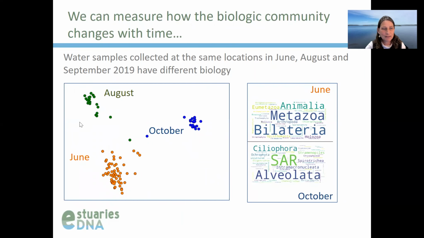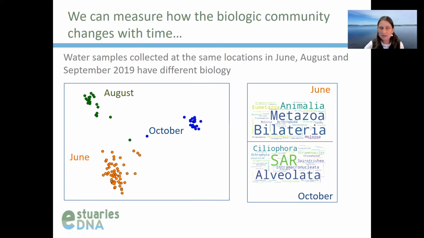We can also use that whole community to look at change. So these are samples again from Great Bay, where we sampled in June, August, and October. And over time, we see that the biological community shifts, which you would expect over the course of the summer. But this is a way in which we can actually quantify how that changes and which species become dominant at which times of year.